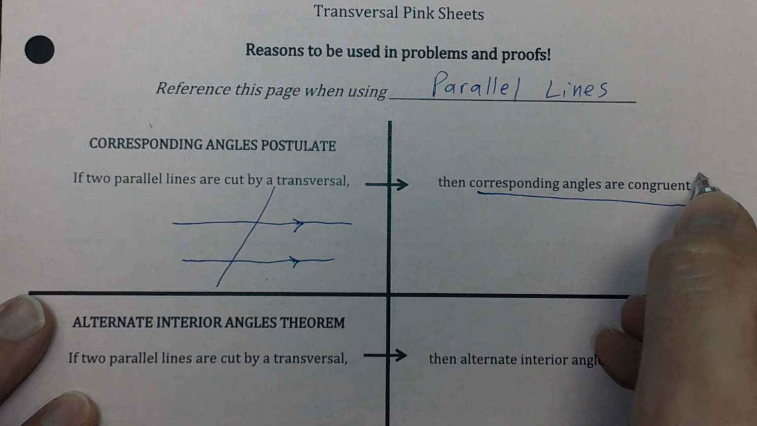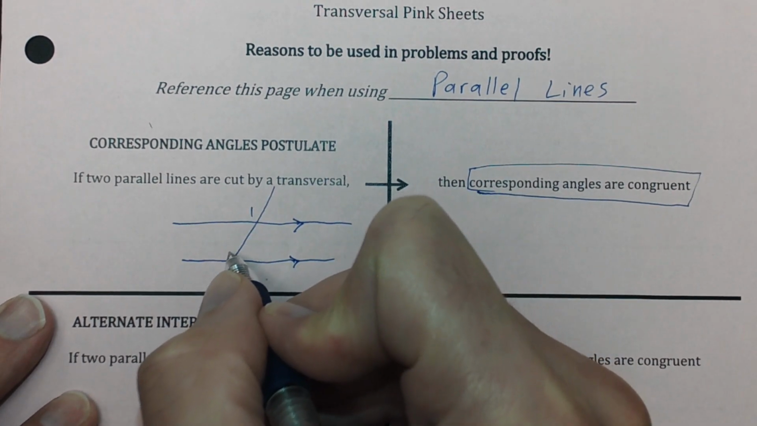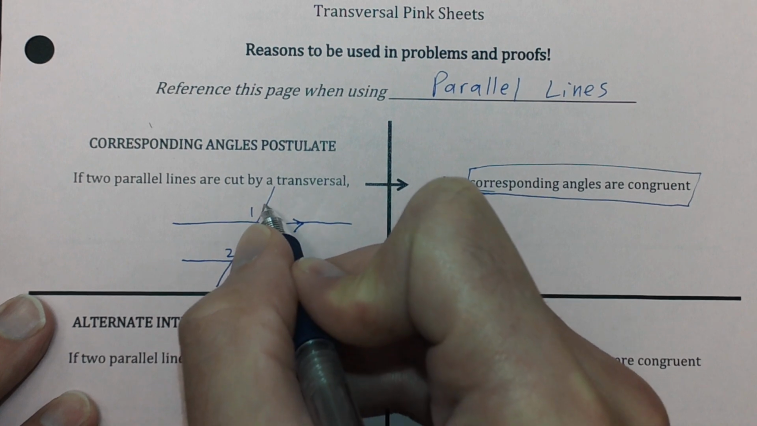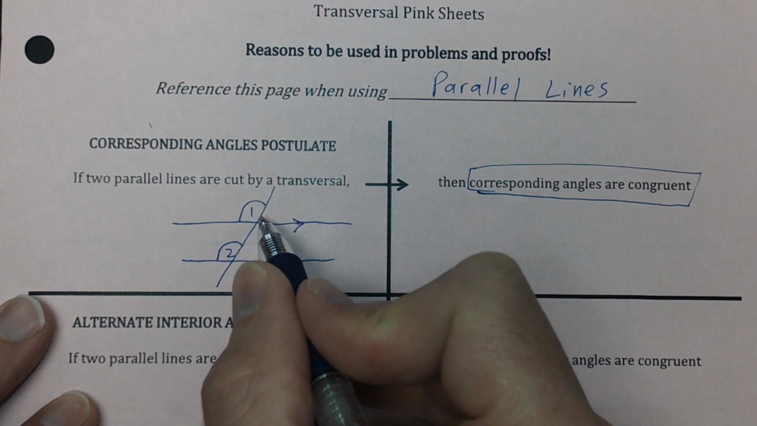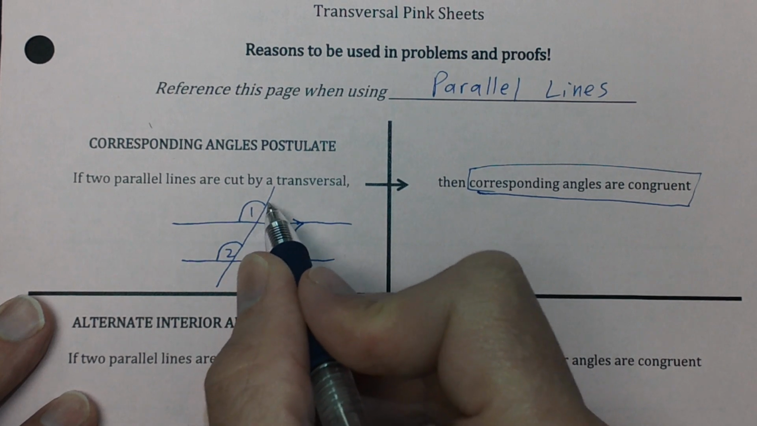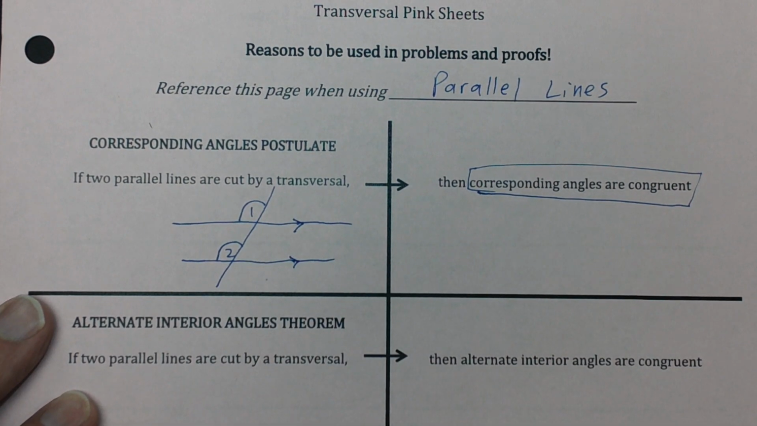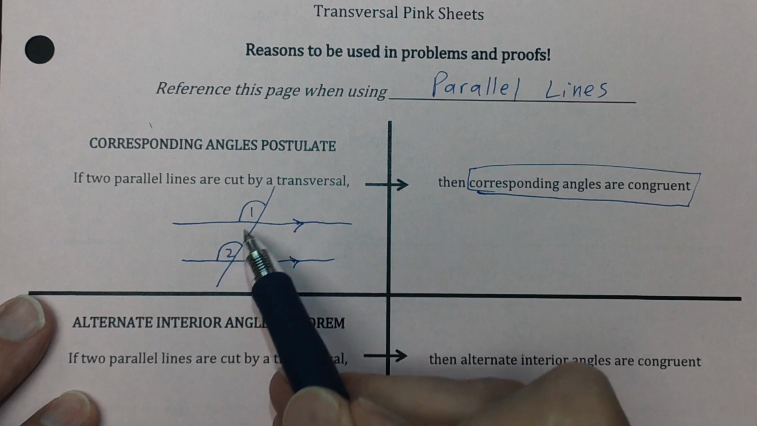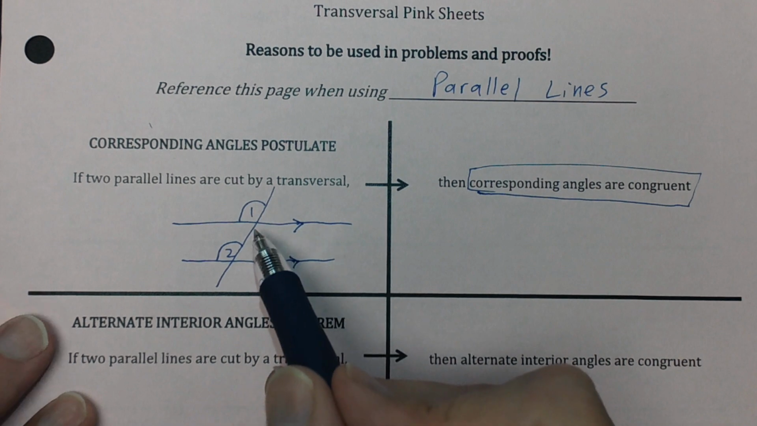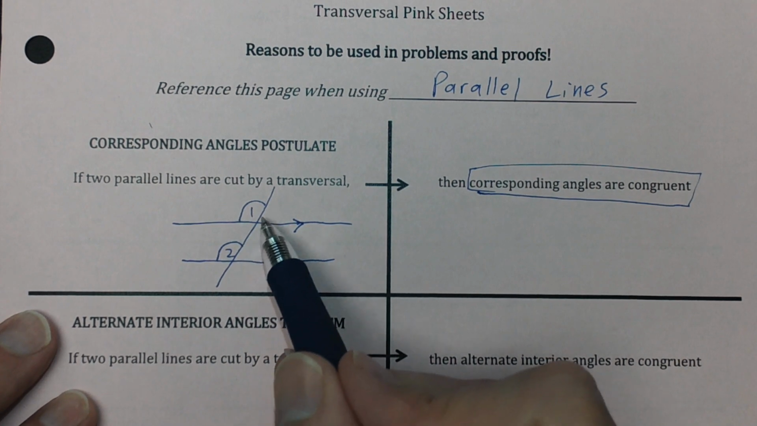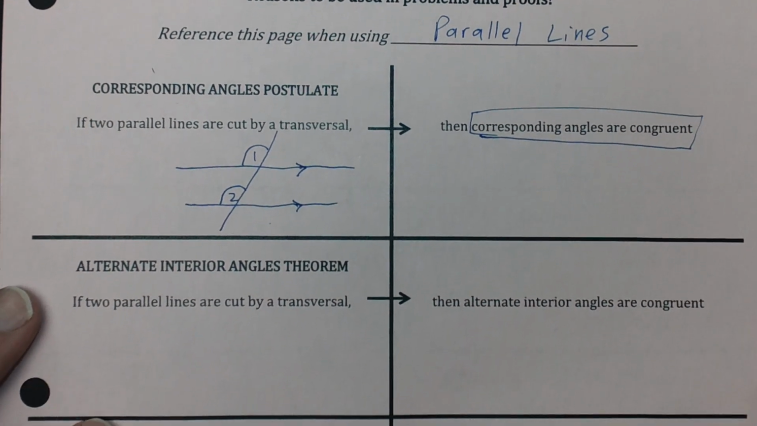Well, where are the corresponding angles? They're here. Angles 1 and 2. They're corresponding because they're in exactly the same spot. They're both in the upper left corner of this intersection between the transversal and each of the two parallel lines. So since they're both in the upper left, they have corresponding positions and we call them corresponding angles. As you can see, they look like they're the same size, and that's because they're congruent. So that's the corresponding angles postulate.